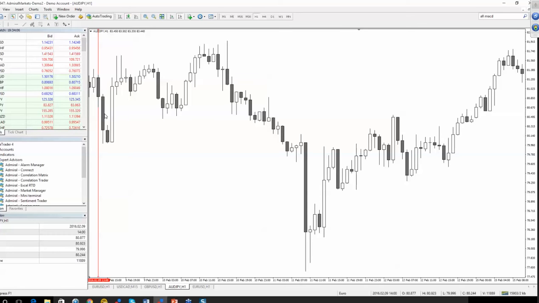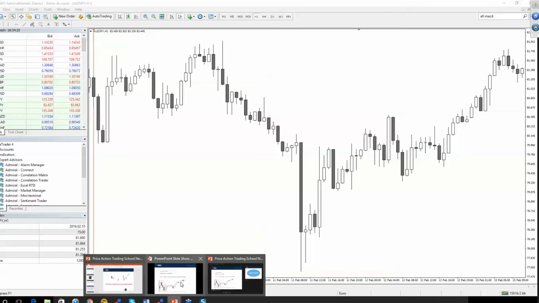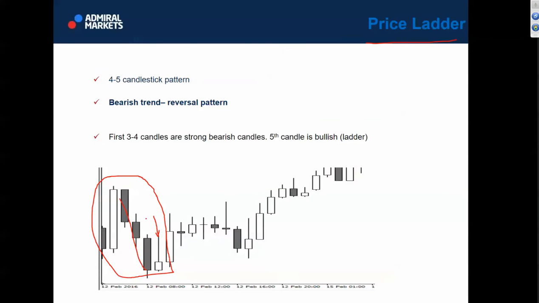Price dropping down, bang, bang, bang, bang, bang. Wow, what a drop, right? Huge drop. 120 pips in 3 hours. That's a bearish trend, right? Well, look at this. Look at this. Ladder, guys. I told you, this could be a ladder like this.